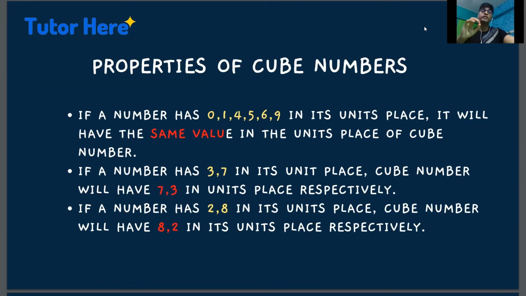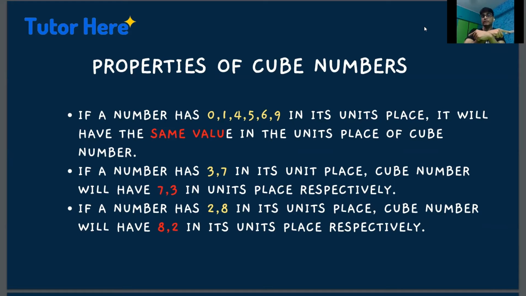What I'm trying to say is, if we have a number which has 0, 1 or 4 or 5 or any number from the first point in its units place, it will have the same value in the units place of the cube number. Now, if we have 3 or 7 in the units place, we'll have 7, 3 in the units place respectively. So suppose the number is 343, we'll have 7 in the units place of the cube number. And if the number is 747 instead of 343, we'll have 3 in the units place respectively.